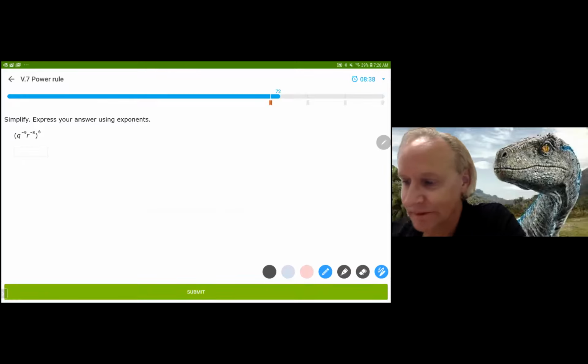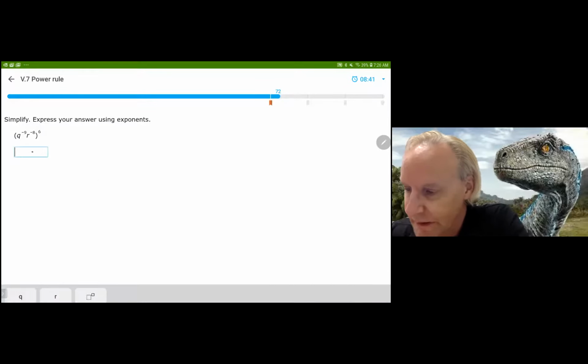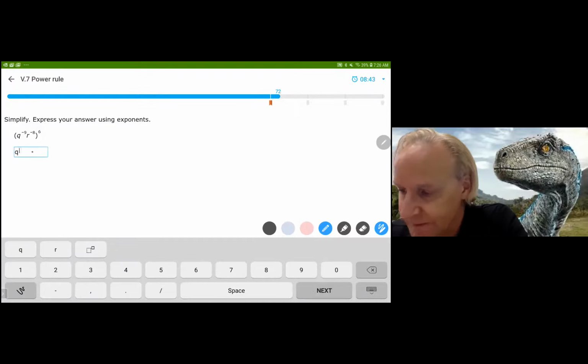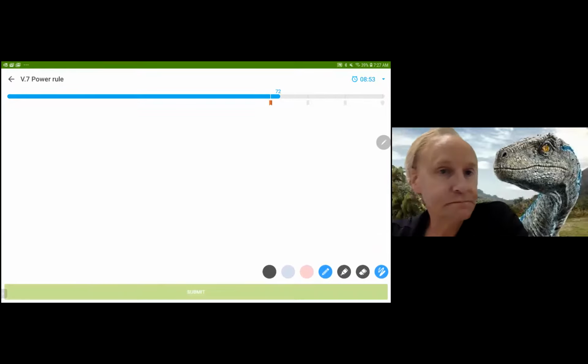All right, let's see here. We're almost done. It won't take long now. So I'm just going to go ahead and write down the answer. Q raised to 6 times negative 9 is negative 54. And then I need the r raised to the negative 48. And we're done. There we go.